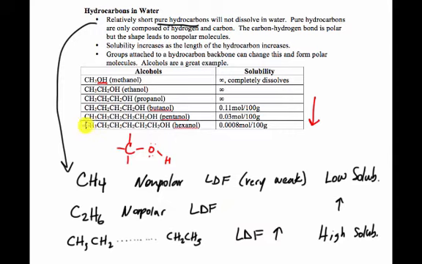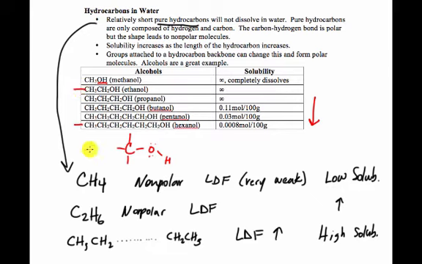I know a lot of students say, well, wait a minute, when does this happen? Because if I make this chain long enough, isn't the London dispersion force going to start to increase and cause solubility to go back up? Don't worry about that. What you want to do is just compare the ones they give you. If they give you this one and this one, which one has a higher solubility?